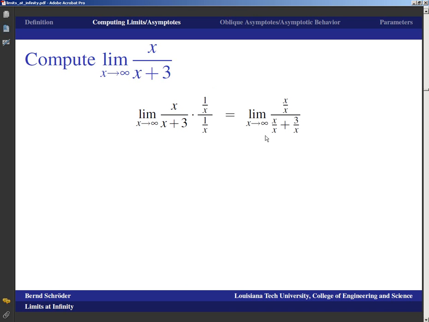And that gives us the limit as x goes to infinity of x over x over x over x plus 3 over x. So that's the limit as x goes to infinity of 1 over 1 plus 3 over x, and that's 1 over 1 plus 0, which is 1. Now notice that this is because the limit turns out that way. This is not because infinity over infinity gives us 1, and we'll see in the next example that indeed infinity over infinity can give us something other than 1 too.